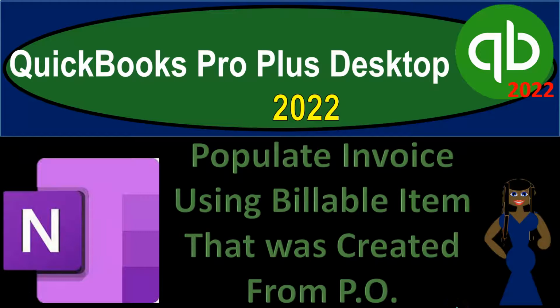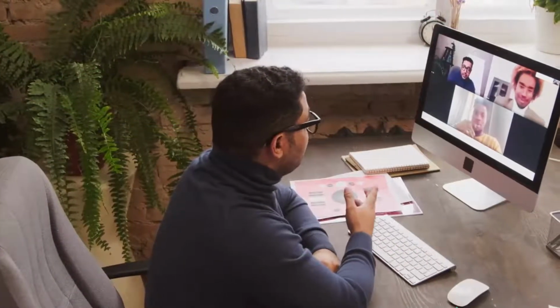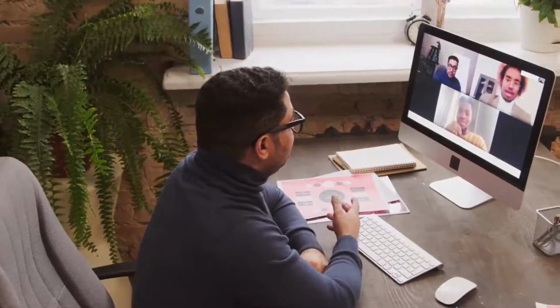QuickBooks Pro Plus Desktop 2022 OneNote presentation. Populate invoice using billable item that was created from a PO or purchase order. Let's get into it with Intuit's QuickBooks Pro Plus Desktop 2022.